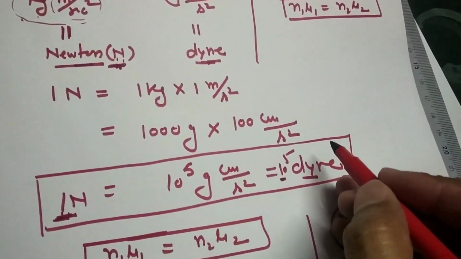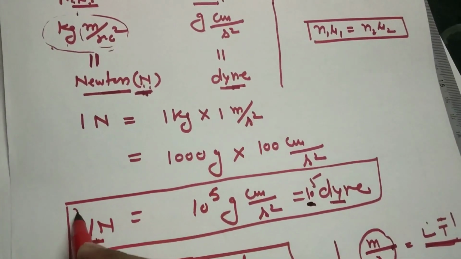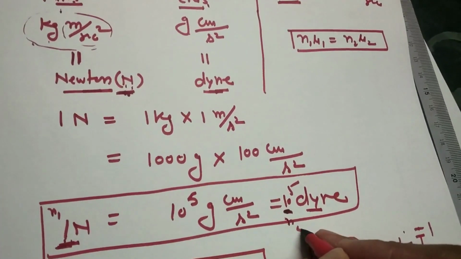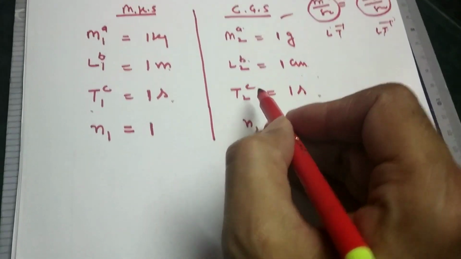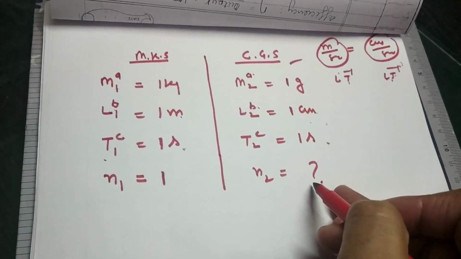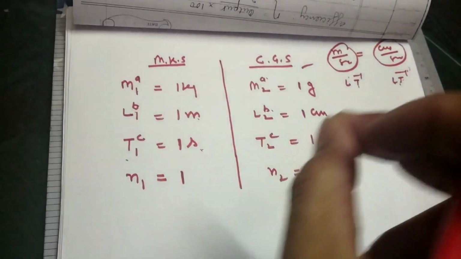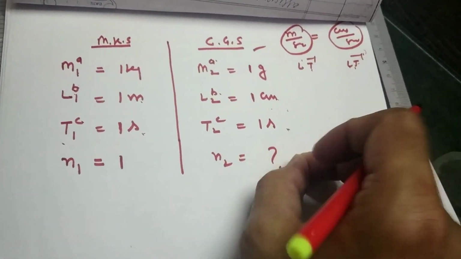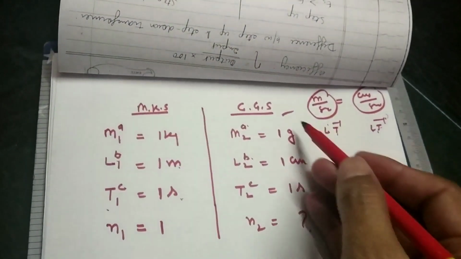Clear? We want to find 10 to the power 5. You can take N1 here, suppose N1 equals 1 and N2 equals 5. Simple, you can understand. So by using the dimension formula, we will calculate the numerical value of N2 in the CGS system, and in MKS we are taking the value 1. How many values are equal in the CGS system? Clear?